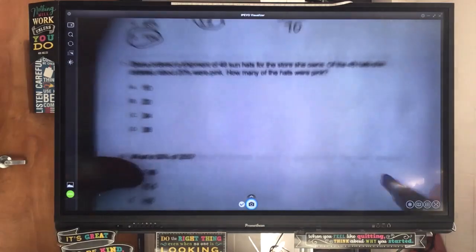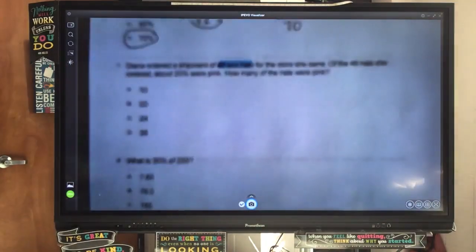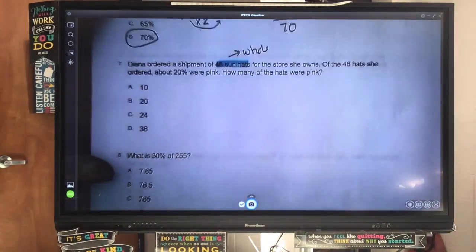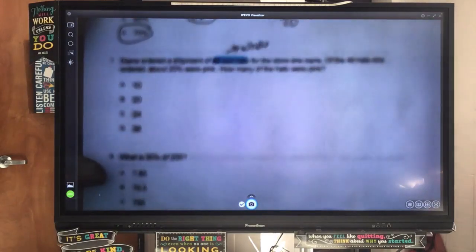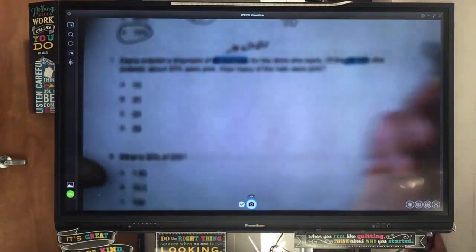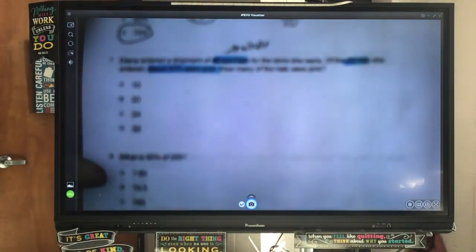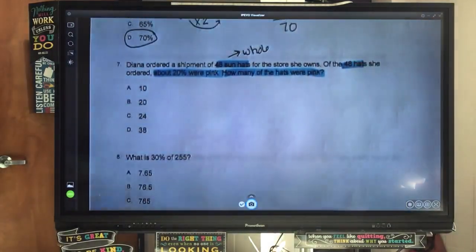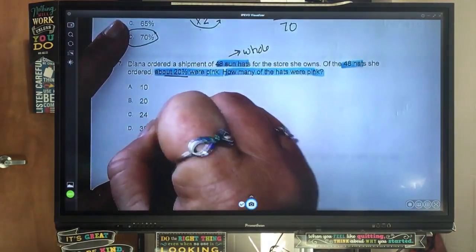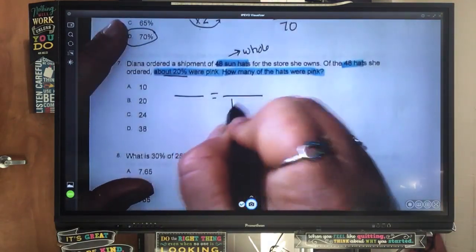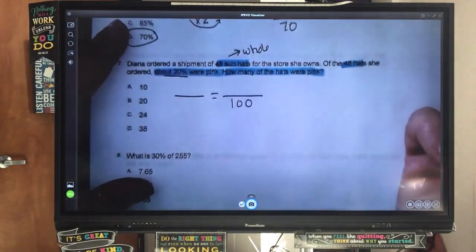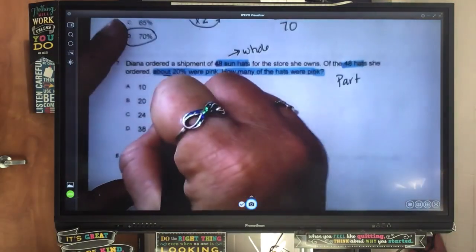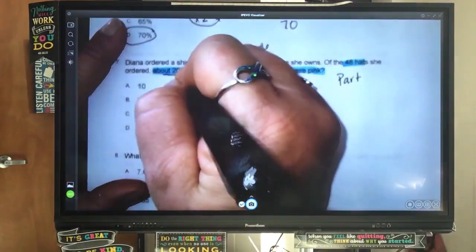Emmeline. 48 sun hats. Okay, why is that important? Because it's the whole. All right, keep going. Of the 48 hats, she ordered about 20% were pink. Okay. How many of the hats were pink? All right, so we have our percent right here. So, Emmeline, what are we looking for? The part. We're looking for the part. All right, so I'm looking at my 20% there, my 48 there, and I know I'm looking for that part.